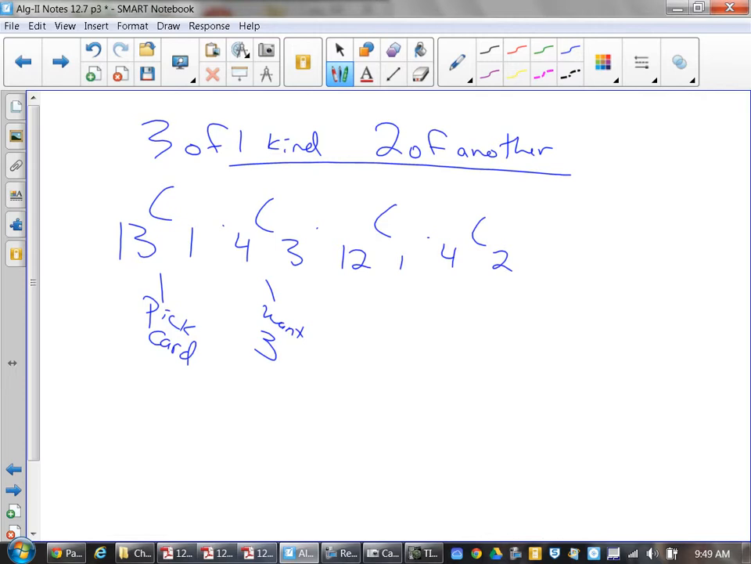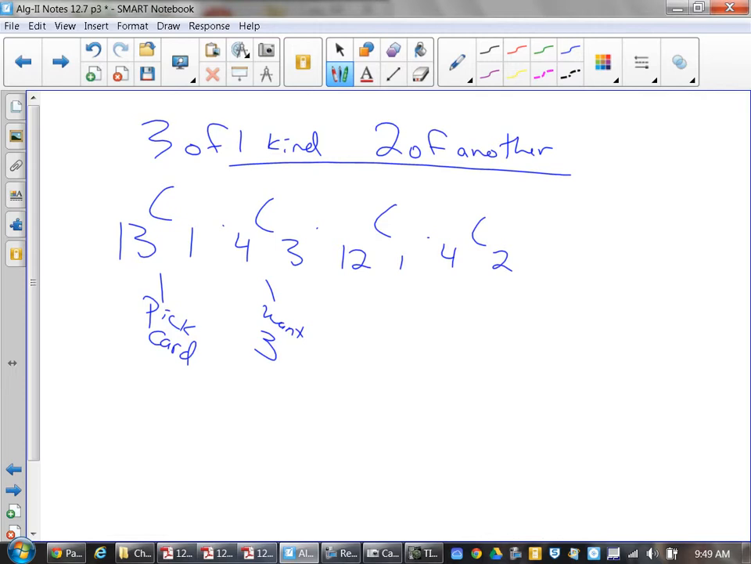There are 13 cards. If you pick a card, you want 3 of them. Yes, there's 13 of the 8s. I'm sorry. There's 13 of the suit. Pick the card. You want 3 of that card. There's 12 other cards left over. You want 2 of them. What you're creating here is what's called a full house. A full house is 3 of one kind and 2 of another.